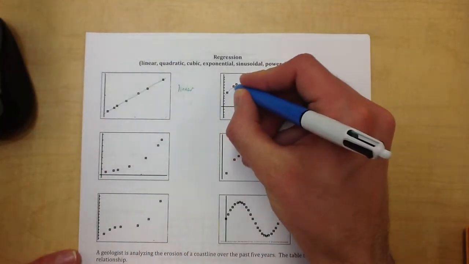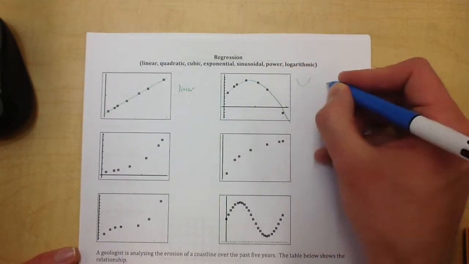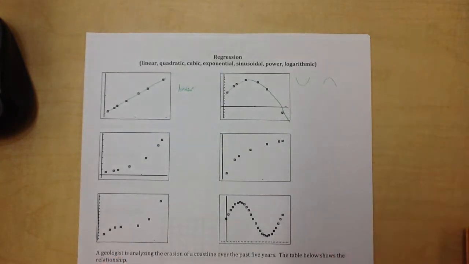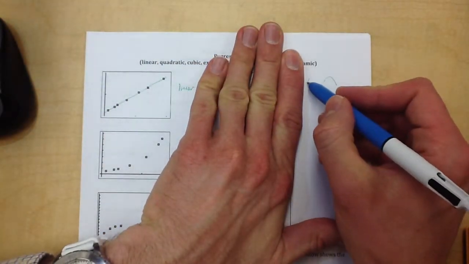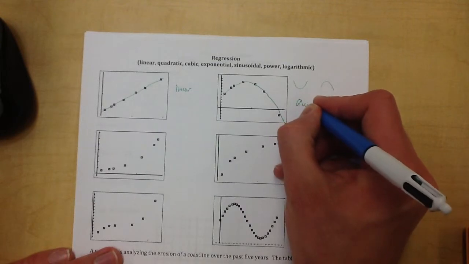This next one looks like a parabola to me. It can go this way, it can go this way. Warning though, sometimes when they only draw half of it, it can look exponential. Like if they were just to do this part of it and it goes like that, people would confuse it as exponential. So just be careful with that. Quadratic.